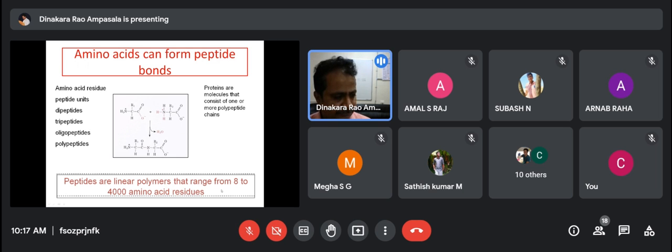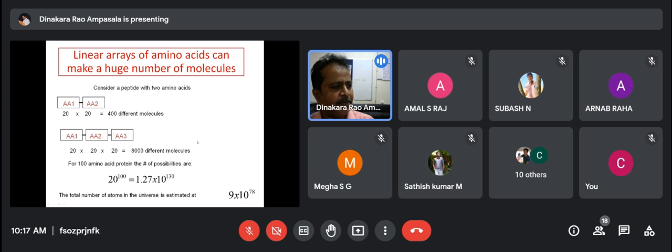If more amino acids are there, the complexity of that protein polymer will increase. The complexity of its chemical nature and function all increase, and the molecular weight also increases as well. Depending on the increase in amino acids, the protein molecular weight increases.